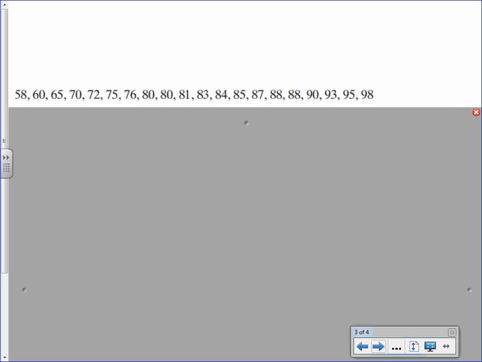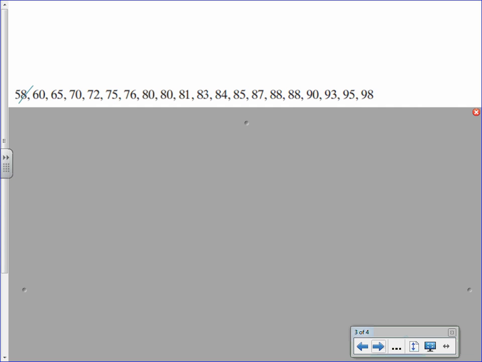Okay, so remember our quartiles, we found those by kind of continuously breaking our data in half. So we found the median of our data, and then we found the median of each half of our data that we had just divided up. So if I look at this example, let's find the median.